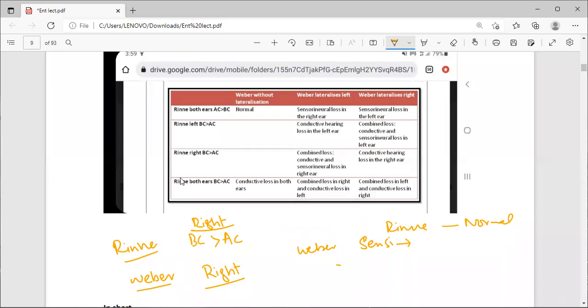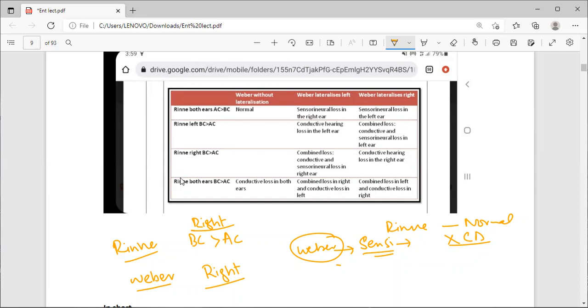Now we will do the Weber test to exclude any sensory neural hearing loss, because the Rinne is normal, which means that there is no conductive hearing loss. Now we have to exclude the sensory neural hearing loss, which we do with the Weber test.